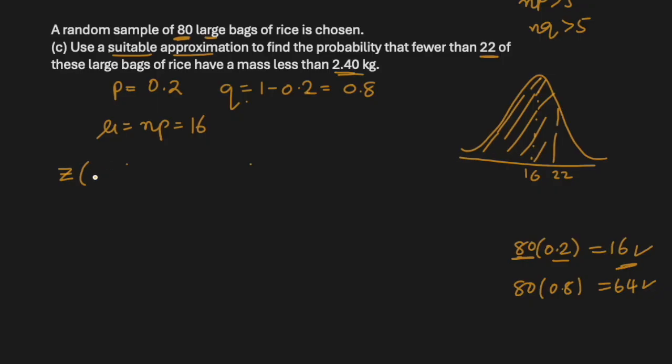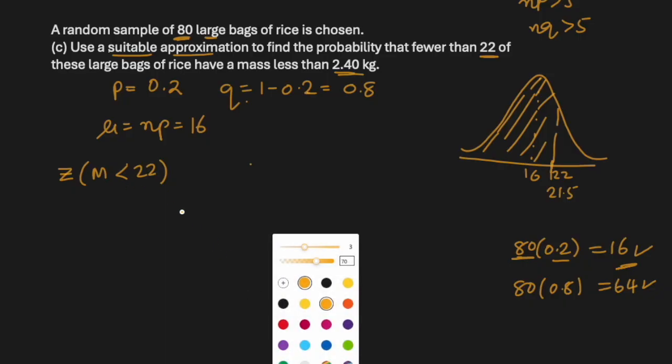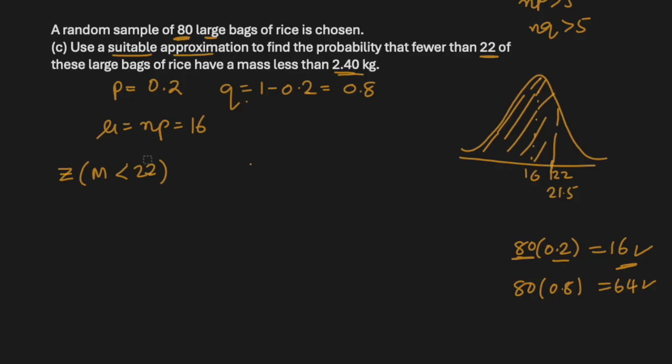Z-score for, let's say, mass, let's say M. I've used X variable, I've used Y, so I'm using M this time, is less than 22, but one twist here. This is fewer than 22. That means 22 is not part of it. So what will we do? We will take a number which is less than 22, but more than 21, which will be 21.5. So if I say less than 21.5, that will include 21, but that will not include 22. So I will undo this and write 21.5 here rather.